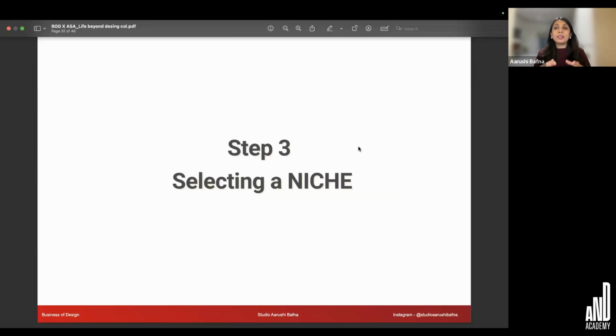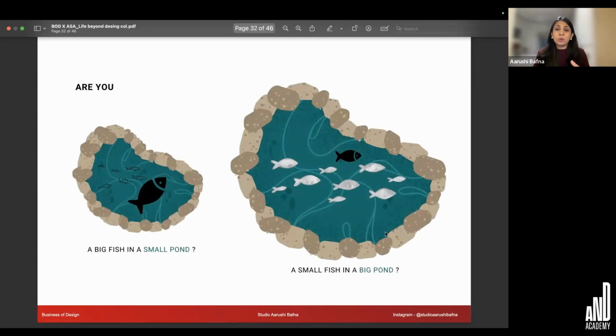Now, like I said, in terms of being a designer, there are just so many things that you can do. You are not specified to be only an interior designer, or only an architect. You can do multiple things at the same time. So the third most important step, as soon as you graduate, is: how do you select a niche? How do you know what is best for you?